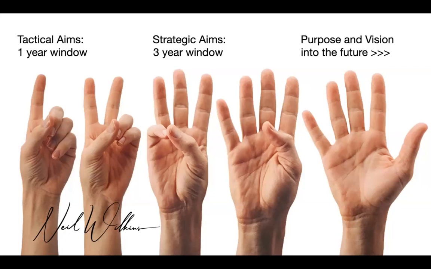What is our 3-year window? And then even beyond that, what is our overall purpose as an organisation? What is our vision into the future, 5 years plus? Now, for most of us, we can't really think in our planning at the moment much beyond a 3-year window. That kind of seems to be about the visible horizon.